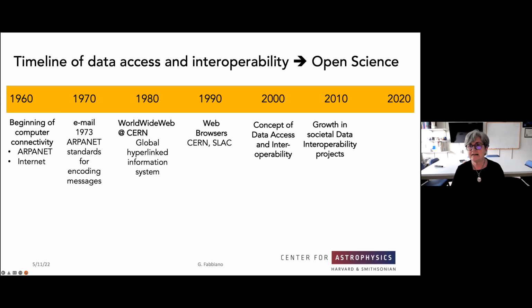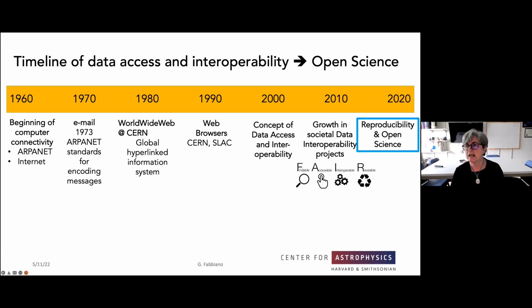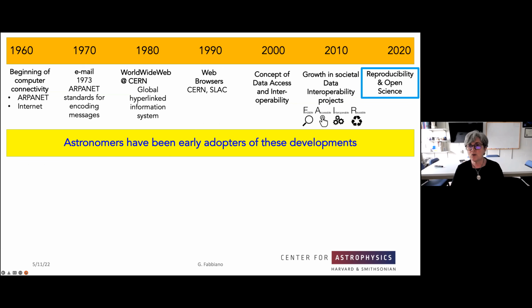The next decade sees the growth in societal data interoperability projects, in Europe, in the US, basically worldwide. And in particular, the definition of the FAIR principles for data. So the data ought to be findable, accessible, interoperable, and reusable. And now, a new challenge: reproducibility and open science. So we as a community have been early adopters of all these developments.